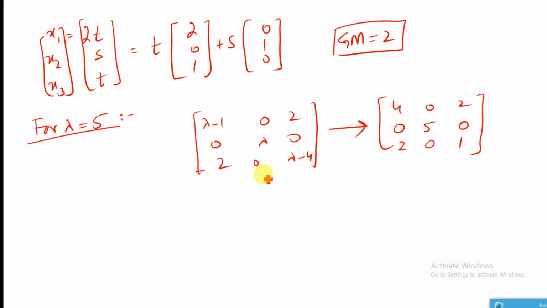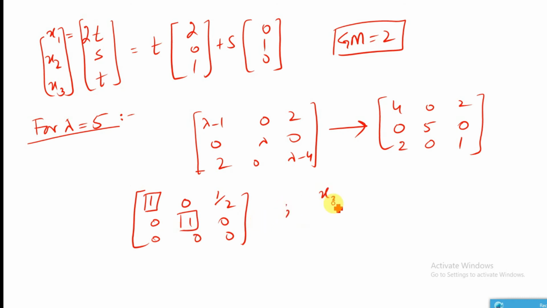Now what we need to do is again convert this into echelon form, or you can do this in reduced echelon form as well. So its final form is this: 1 0 1/2, 0 1 0, 0 0 0. Now here we have two leading variables and only one free variable, that is x3. So we are taking it as t.